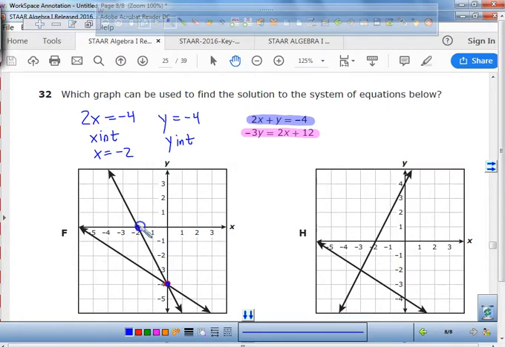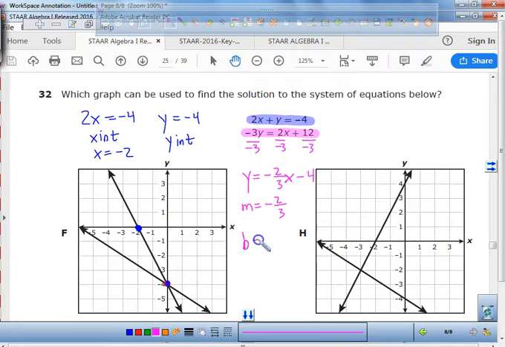Look where our x-intercept is: negative 2. There's a y-intercept, there's our x-intercept. What would we have to do on this one? We'd have to divide everything by negative 3. And what does that change this one to? Slope-intercept form. So you get y equals negative 2/3 x minus 4. What's my slope?